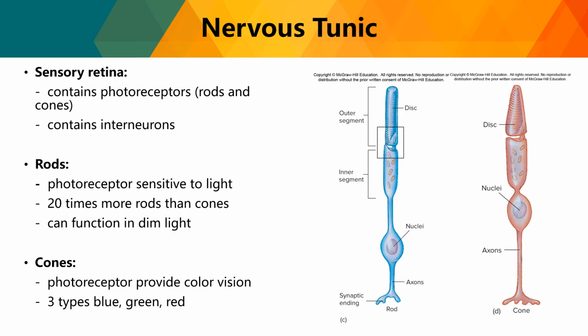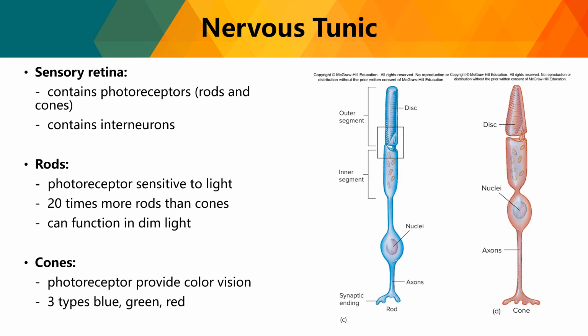So for the rods, it is a photoreceptor sensitive to light. There are 20 times more rods than cones, and it can function in your dim light. Okay. And then you also have your cones. These are photoreceptors that provide color vision, and there are three colors like blue, green, and red. Okay, if you check on the picture right here, why is it that they are called rods and cones? Yung shape kasi nila, guys, like this one, the rod, para siyang rod, talagang rod shape siya.